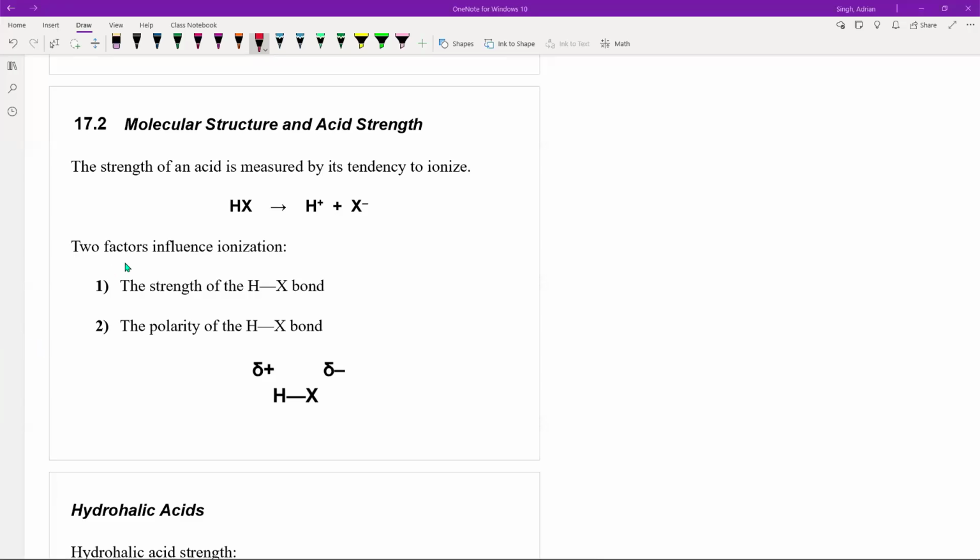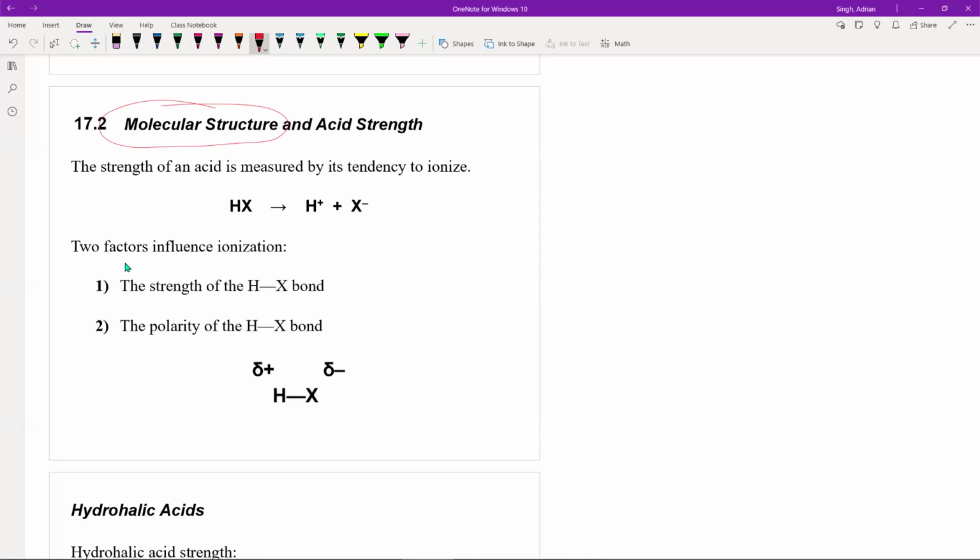Okay, so now we're going to take a look at what we can use to gauge or to predict the strength of an acid. We're going to look at the structure and how that influences the strength of an acid. So, molecular structure and acid strength.